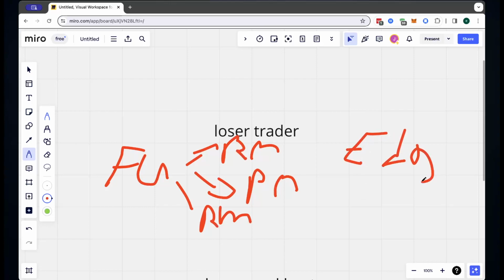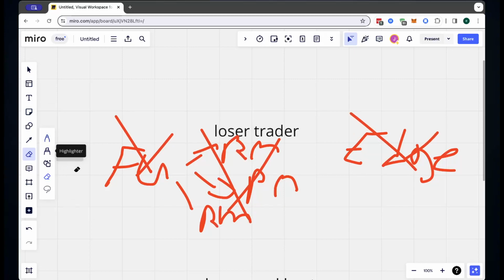Moreover, he doesn't have an edge. An edge is a system that you utilize to get into a trade and out of trades, and you replicate it over and over and over. So he does not have an edge. He does not have the fundamentals. He does not have anything.